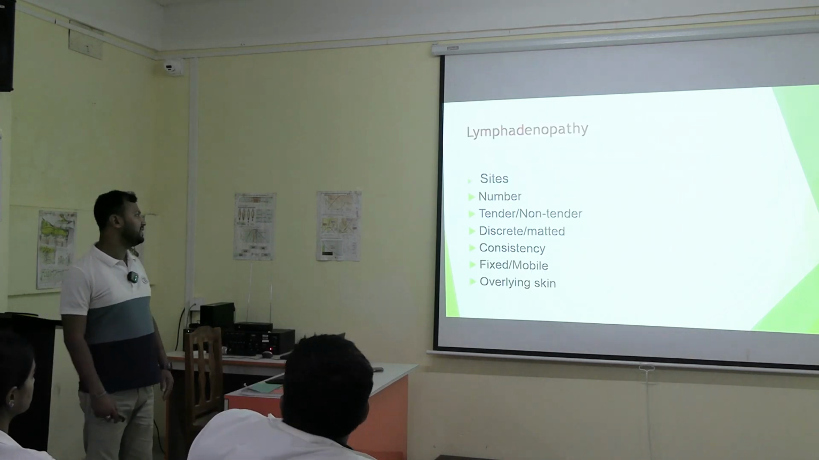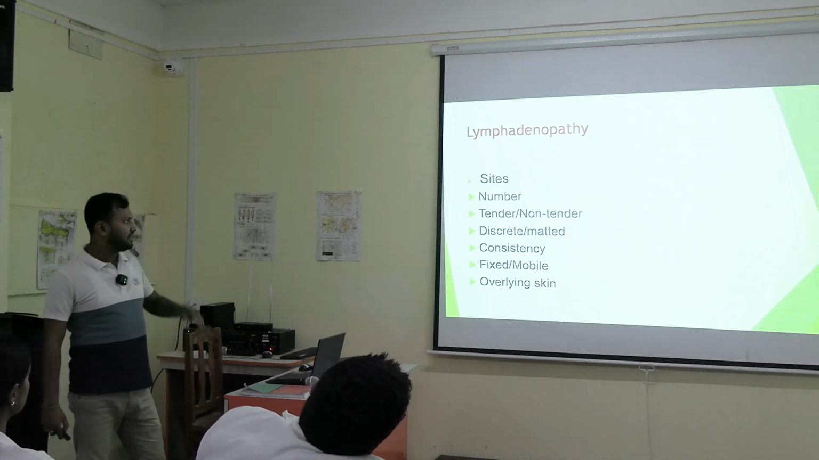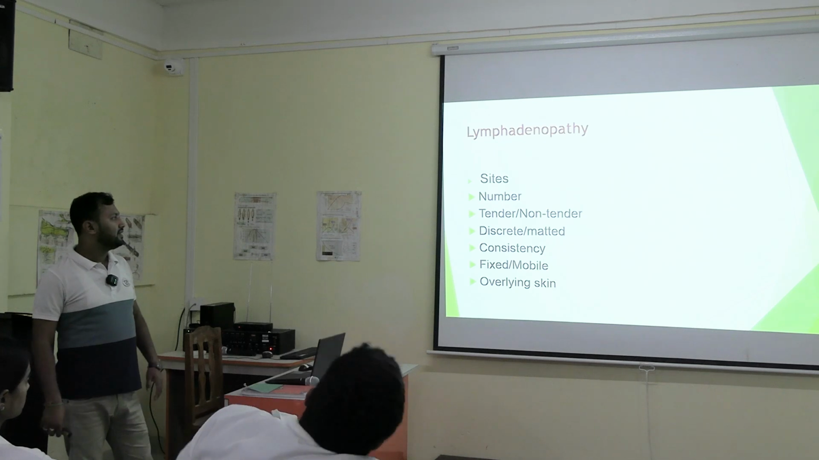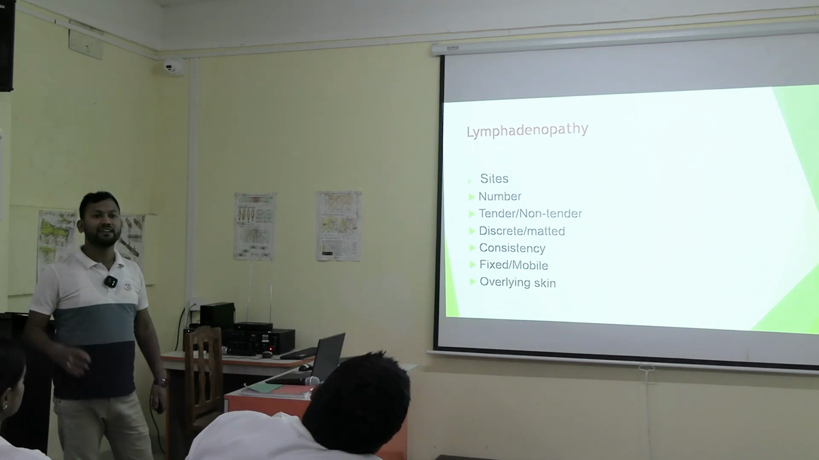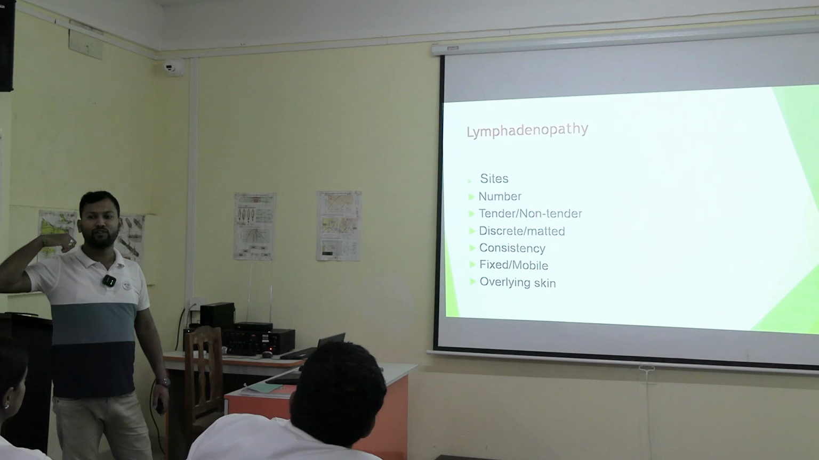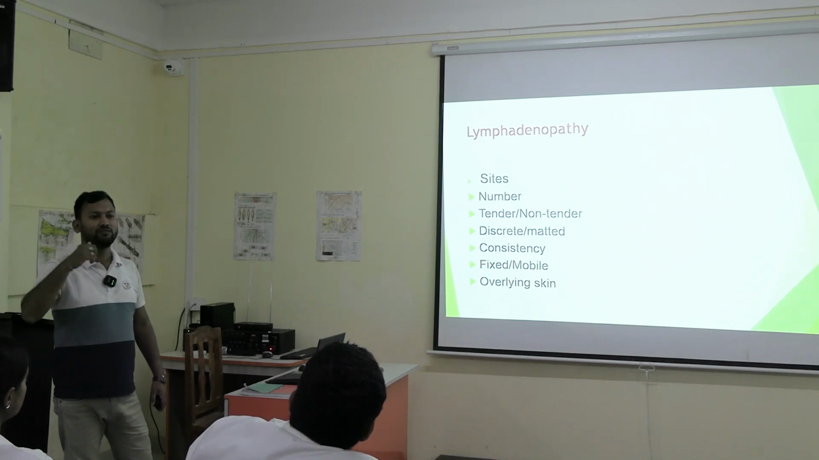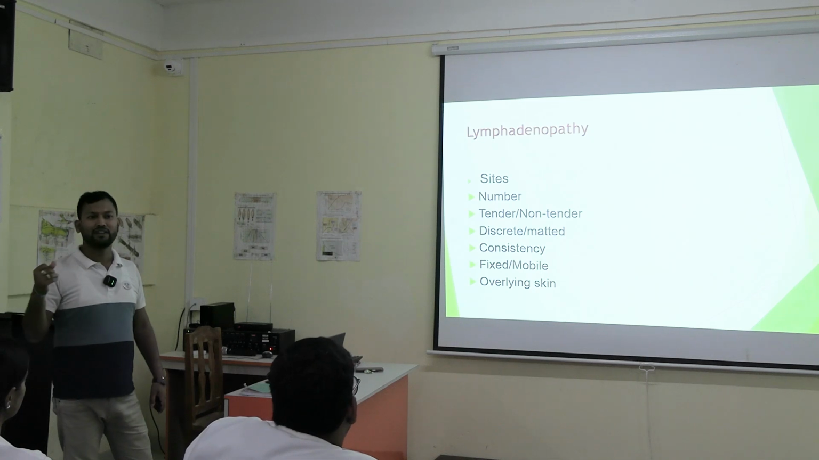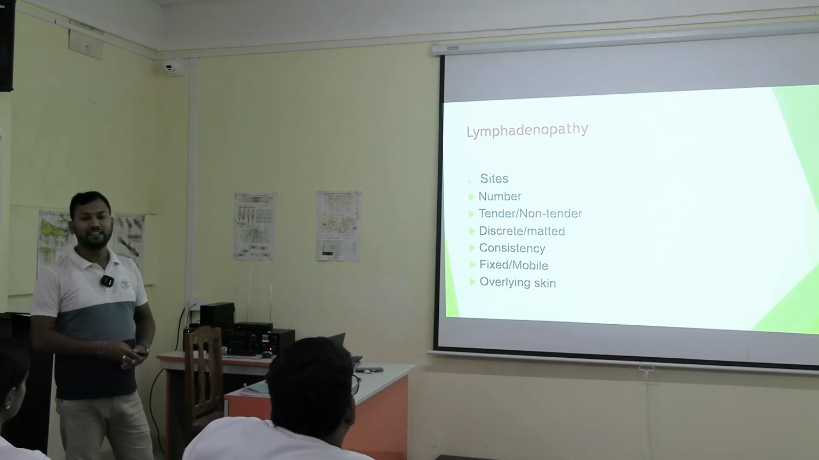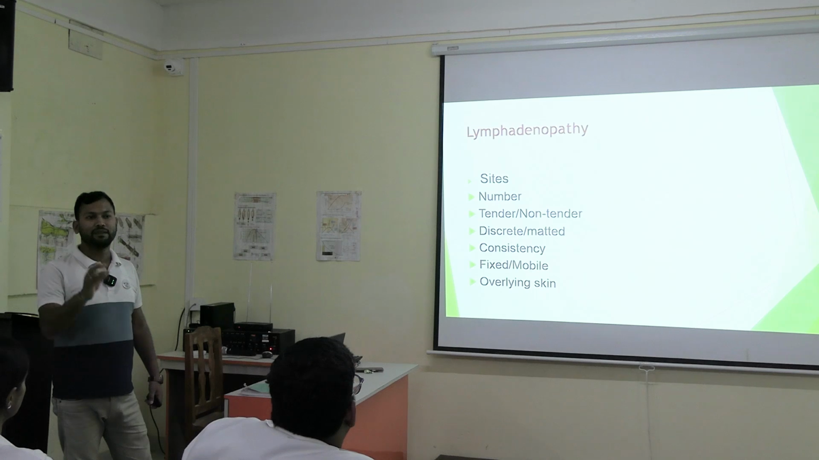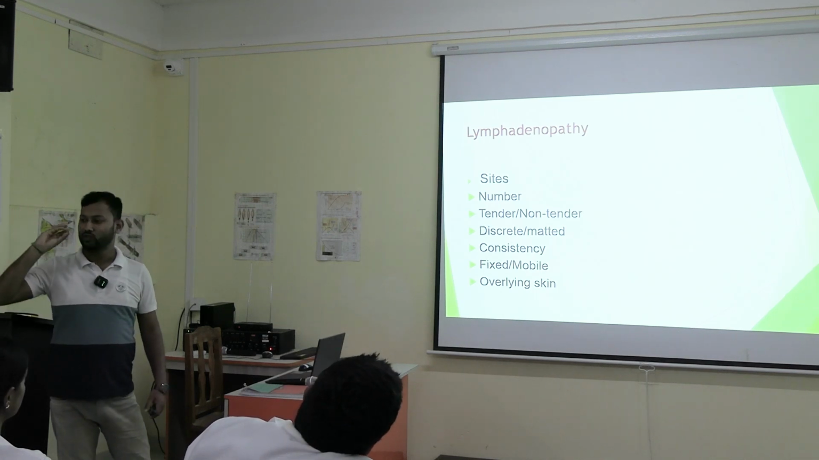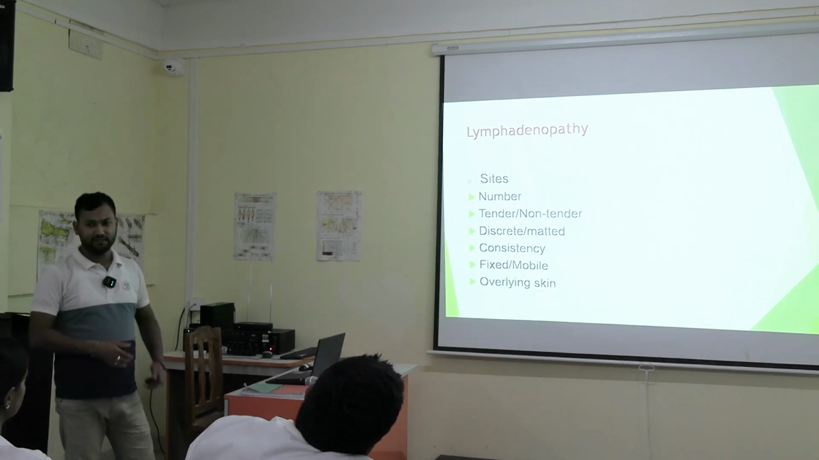Then lymphadenopathy, you have to look for it. The sites, number of lymph nodes which are enlarged. Then whether they are tender or non-tender. Tender means whether they are painful. If we are pressing the lymph gland, if it is painful or not. Painful means tender, non-tender means non-painful. Discrete means you can differentiate them. Sometimes they can aggregate together, like 5 or 6 lymph nodes can join together. So that is known as matted.